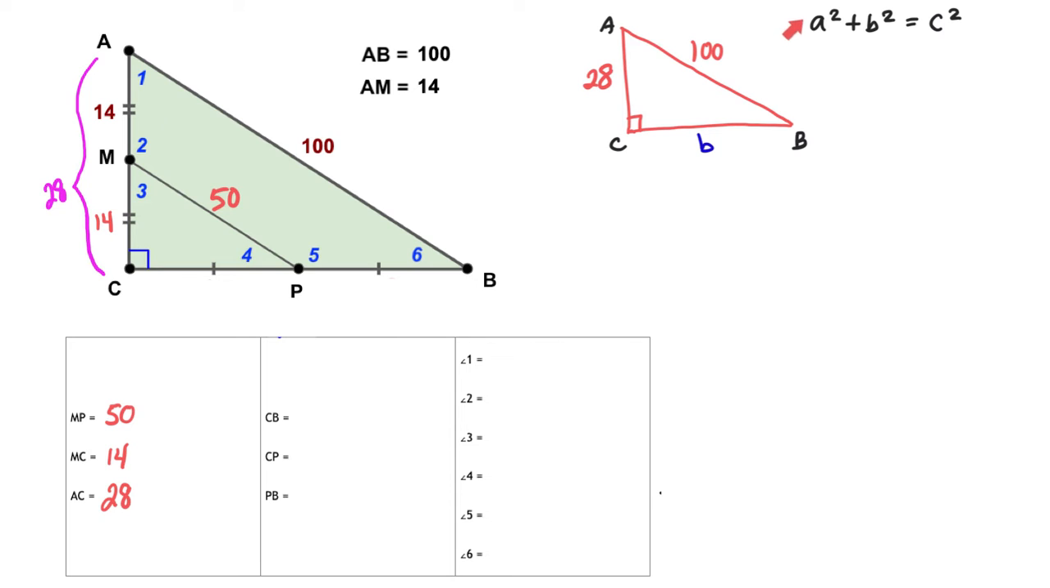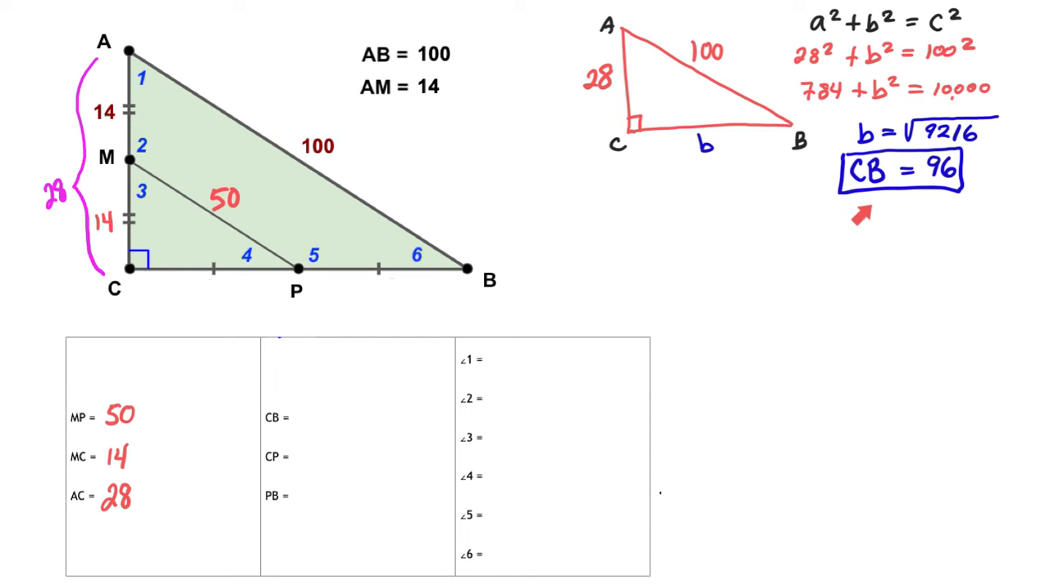When we talk about a squared plus b squared equals c squared, filling in those numbers where 28 is your a squared and 100 is your hypotenuse c squared, we'll solve this for b. In this case here, if you take 28 squared, you get 784. Take your 100 squared and you get 10,000. When you subtract 784 over to the other side and then square root, you get an answer for the length of CB to be 96, or your missing side is 96 units long.